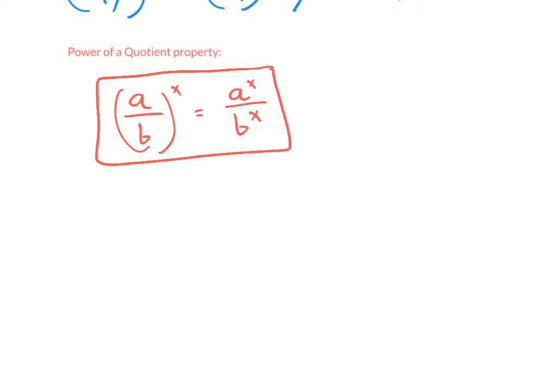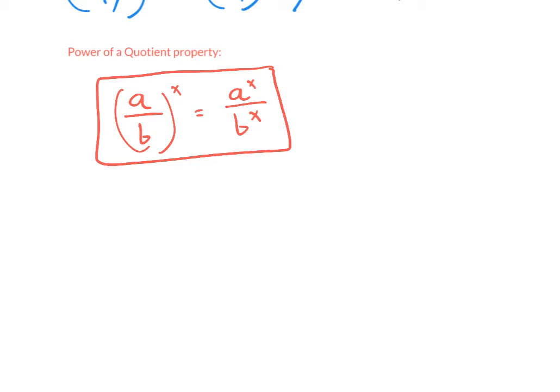All right, so I have another rule of exponents called the power of a quotient property. Let's suppose I have (a over b) to the x power. We're going to distribute the exponent to each value inside the fraction, so a to the x over b to the x. So when raising a fraction to a power, we raise both the numerator and denominator to that power.